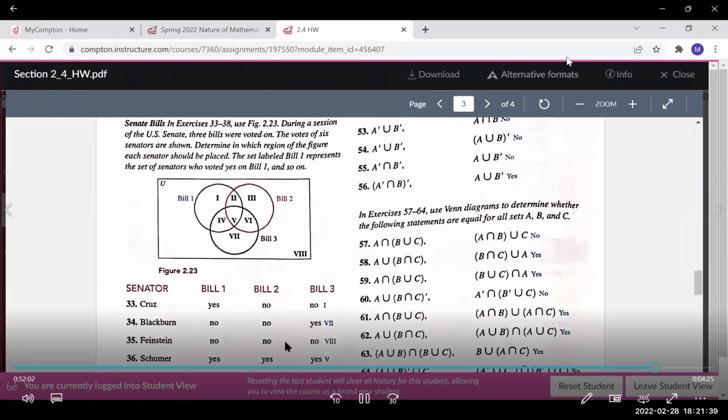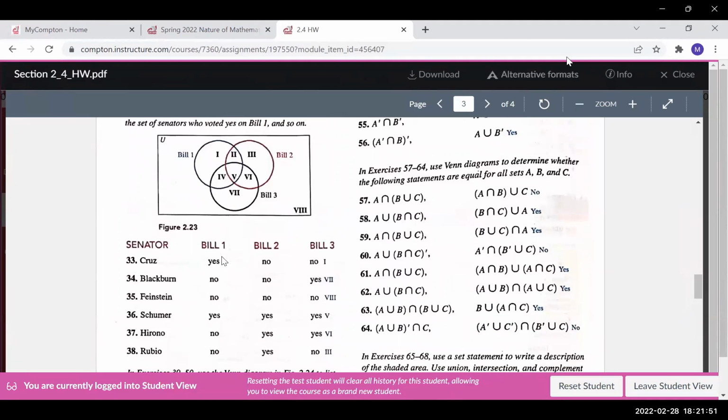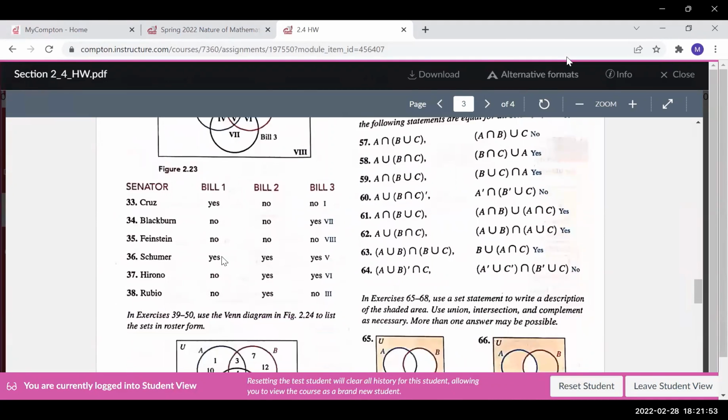Anyway, so if it's no, no, no, what region should it be in? She's going to be in the universal region, Region 8, because she's not in any of the 3 circles. So that's pretty much it.